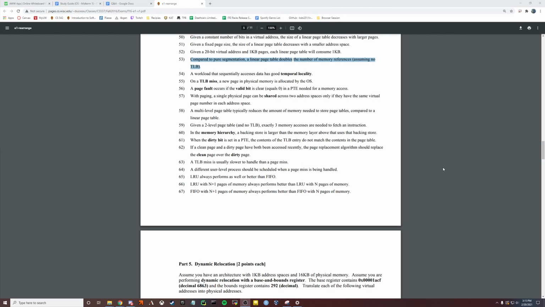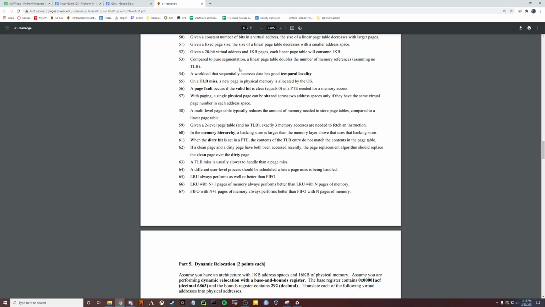Okay. So we're saying this is true? I would say true, but I'm not certain of the number. So we think that it does make the number of memory references bigger, but we're not certain that it's double. Okay, so we'll just go with true on 53.